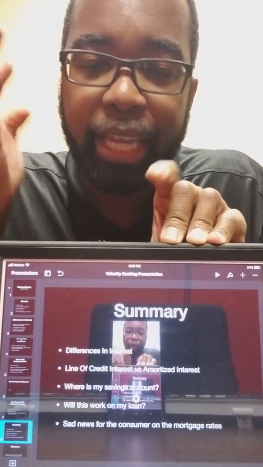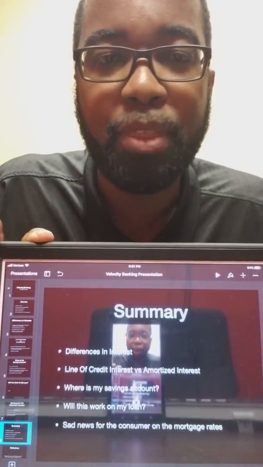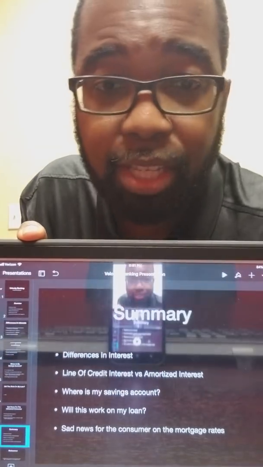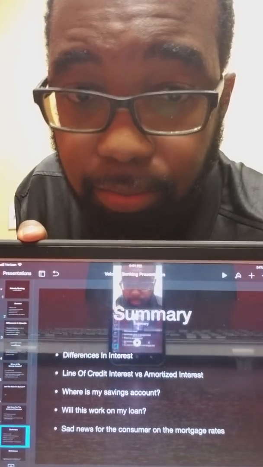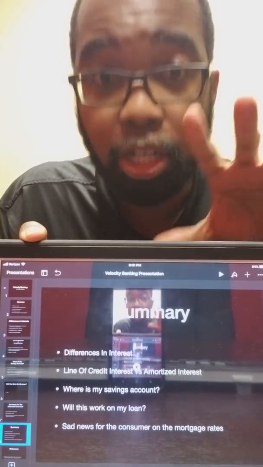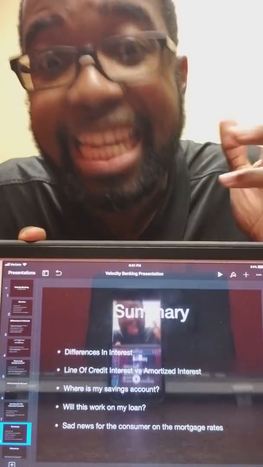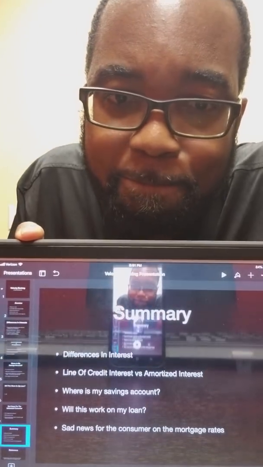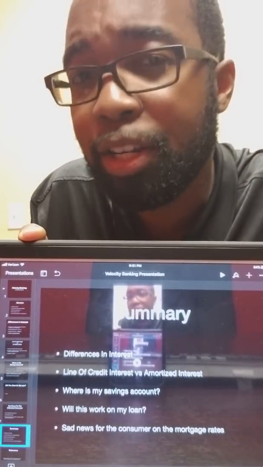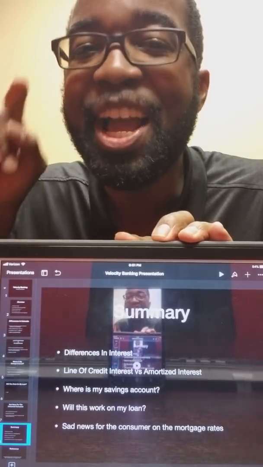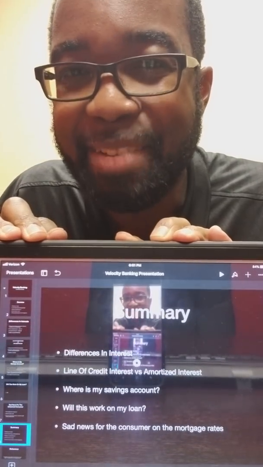Period. So in summary, we just wanted to let you know that we talked about the differences in interest, the line of credit versus amortized. We talked about where your savings was. We talked about if this is going to work on any loan, it does. And sad news for those unlearned consumers. But guess what? You don't fall in that category anymore.